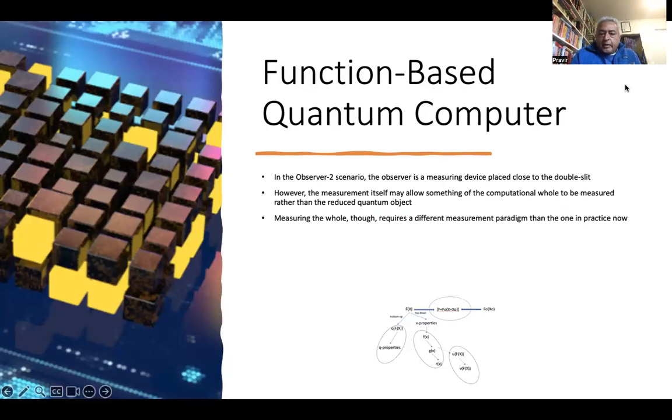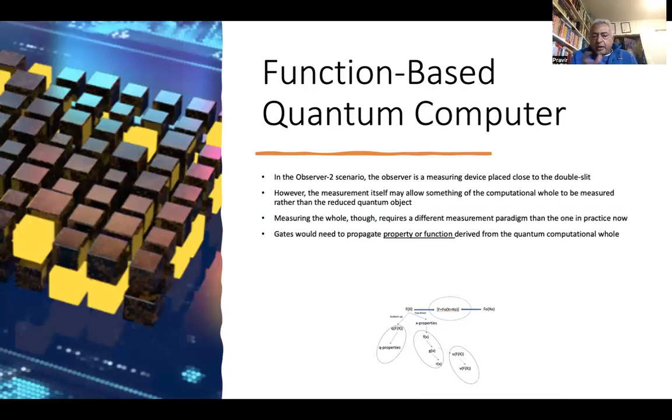And that, however, would require a different measurement paradigm and would require gate structure that would propagate function and property of that quantum computational whole. So if we think about silver as containing different functions, for example, like malleability, ductility, conductivity, resistance to oxidation, and so on, then what's being proposed here is that we have a function-based computer where the gates are actually pushing forward some function, so malleability.